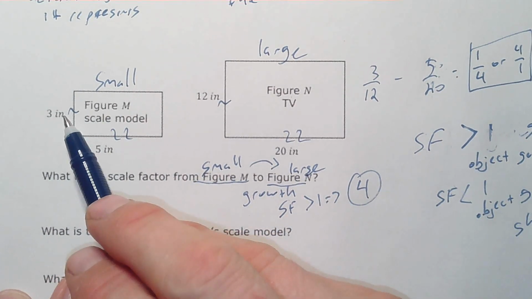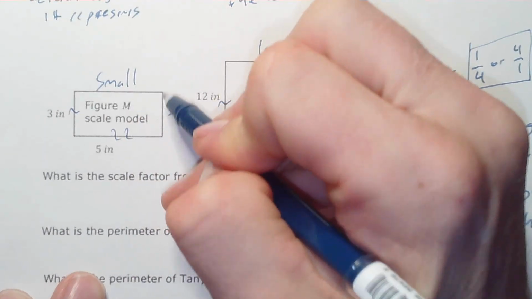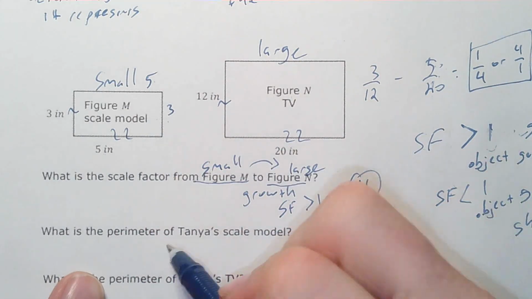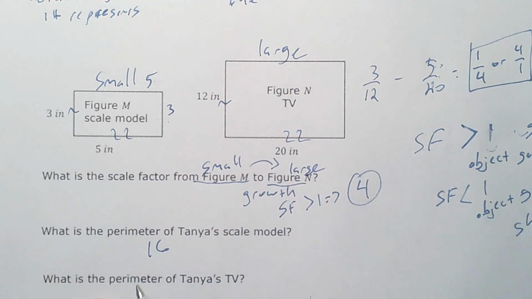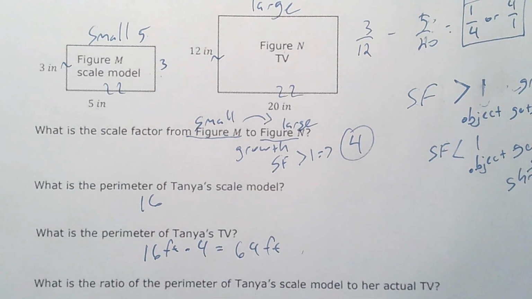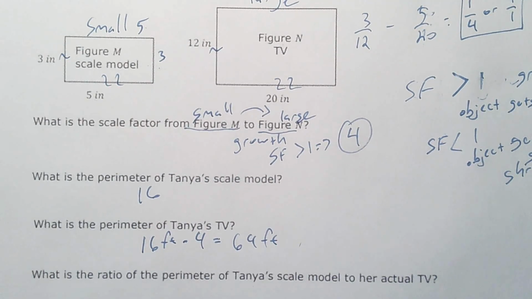The scale model is 3 times, this is 3, this is 5, so this is 3 and 3 is 6, 5 and 5 is 10, this is a 16. So the TV is going to be a 4-to-1 ratio, right? So 16 feet times 4 equals whatever 16 times 4 is, so 16 times 4 is 64 feet. Okay, so what is the ratio of her TV?